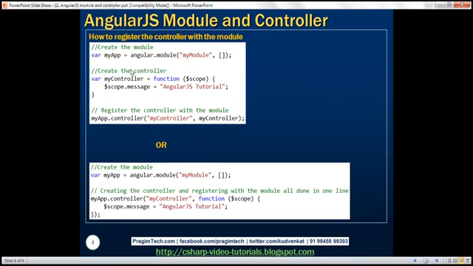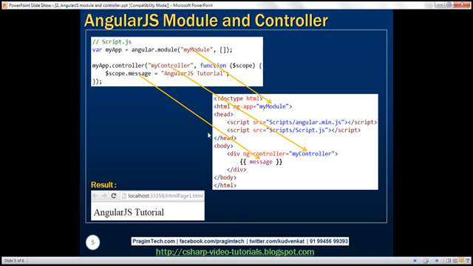So here we have that example which we have just worked with. First we are creating a module, and we are creating a controller, and then we are registering the controller with the module using the controller function. Here we are doing it in 3 lines. We can do it in 2 lines like this. So right here we are creating the controller and registering with the module. Both of those things are happening in just 1 line.